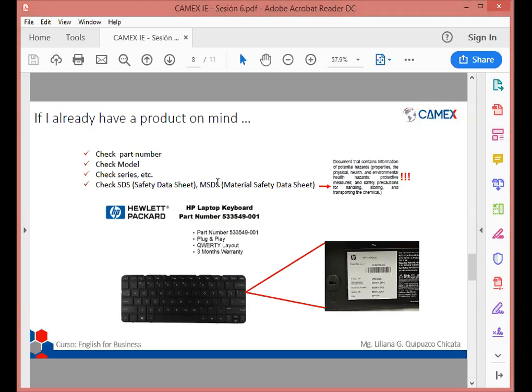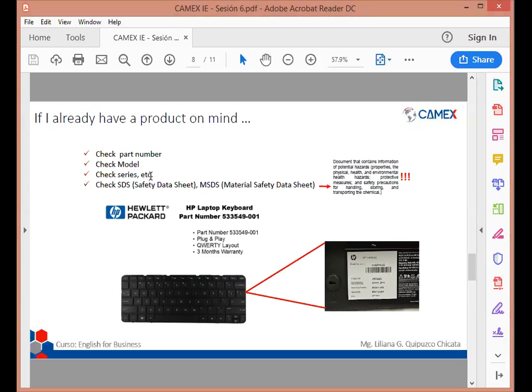sheet, or what used to be the material safety data sheet, which is a document that contains the information of potential hazards, let's say to people's health, to transport, to take protective measures, and that kind of information in order to be safe and take precautions for handling and storing. These are especially for products that are dangerous. So if your product is not dangerous, and in this case the keyboard is not dangerous, you wouldn't have to find the material safety data sheet. You will need just the part number, the model, the series, and the brand in this case.